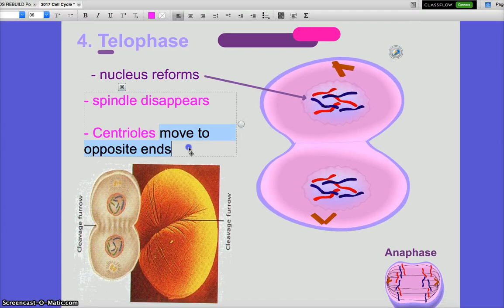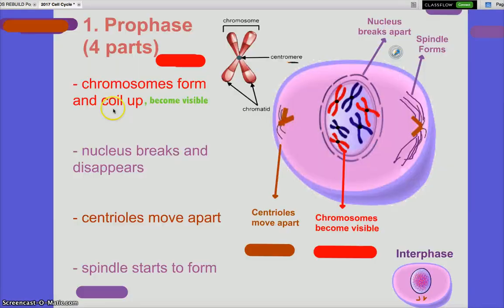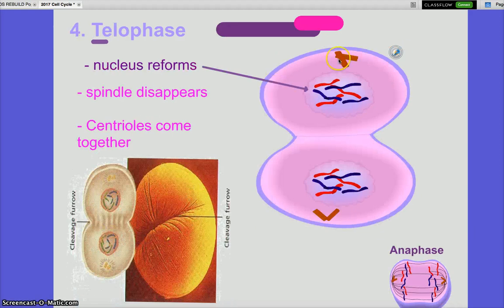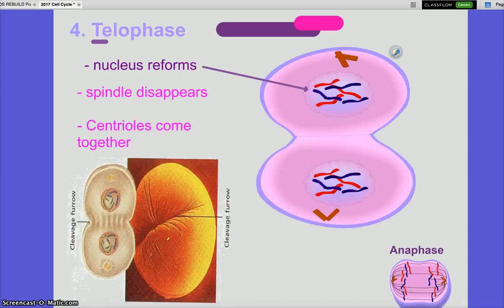Centrioles come together. Sorry. Centrioles come back together. You see them? Here they are. When we started interphase, centrioles were together. You see them? Then they moved apart during prophase. Here, they come back to one end. So they duplicate? They already duplicated during all this process. See how everything went in half? Where does the spindle go?